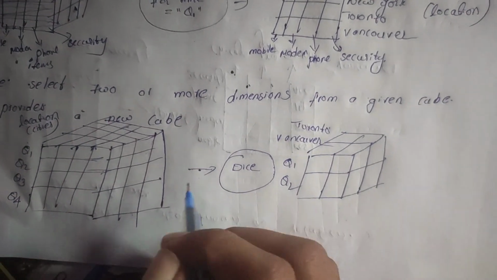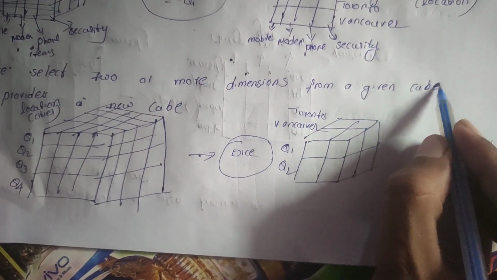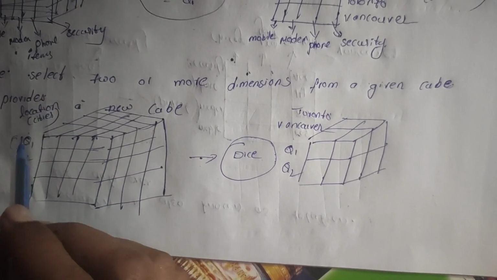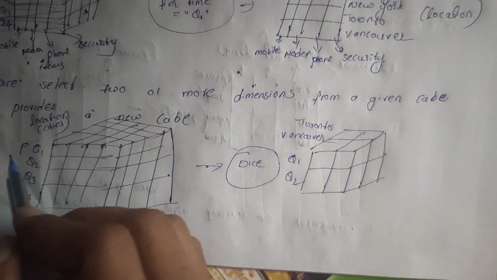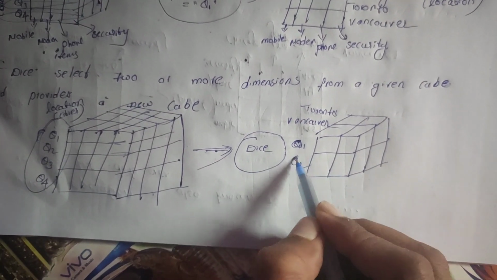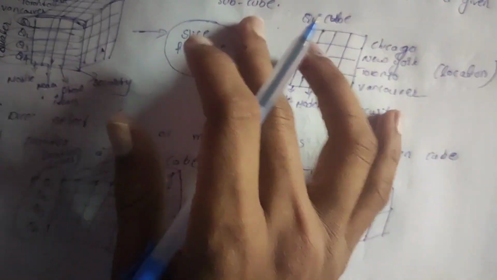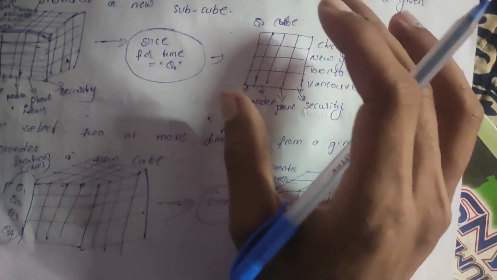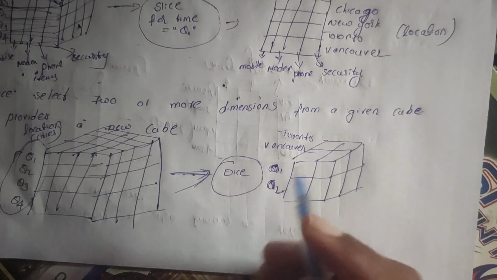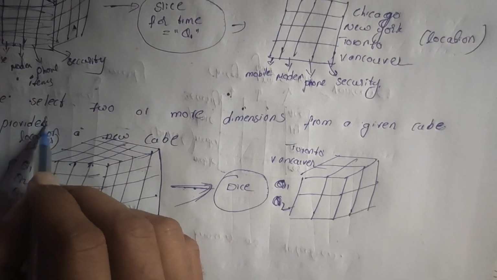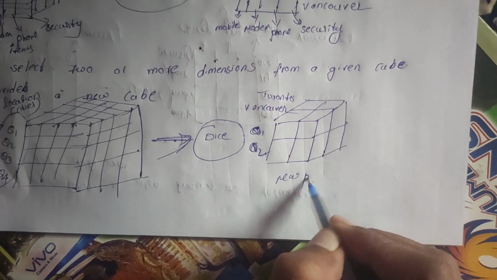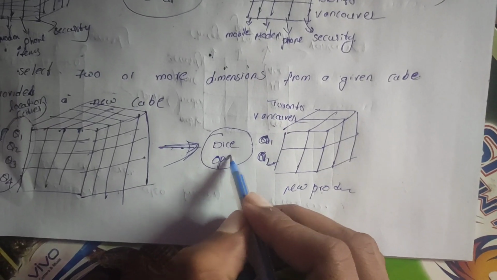Next, dice. Dice selects two or more dimensions from a given cube. It can select Q1, Q2, Q3 or Q4, two or more of them. Here it selects the Q1 and Q2 dimensions. That is the only difference between slice and dice: in slice it selects one particular dimension, and in dice it selects two or more dimensions from a given cube. It provides a new cube, and this is the new cube after the dice operation.